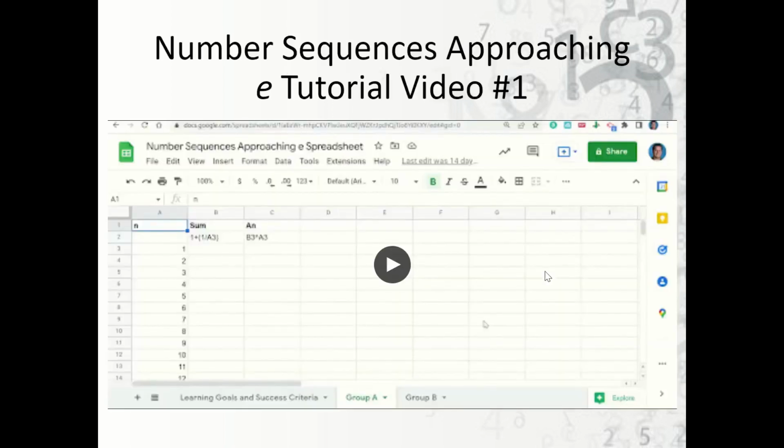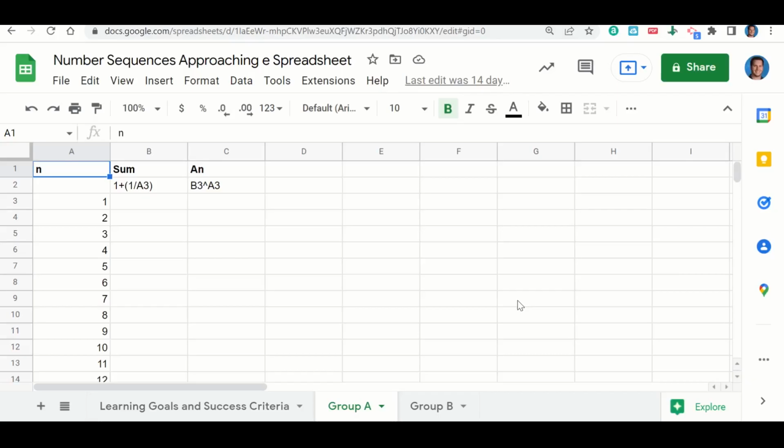Here's a video that shows how you can use a spreadsheet to help you solve this sequence and figure out what number we are approaching. Let's talk now about how to fill in the number sequences approaching E spreadsheet. Now, the nice thing about this spreadsheet is most of the hard work has been done for you. So in this case, we have our n value here, and we want to find the sum and then a sub n. This is what we're ultimately trying to find, is a sub n.